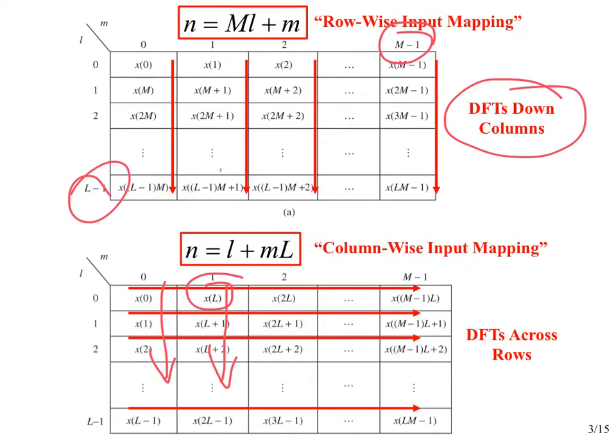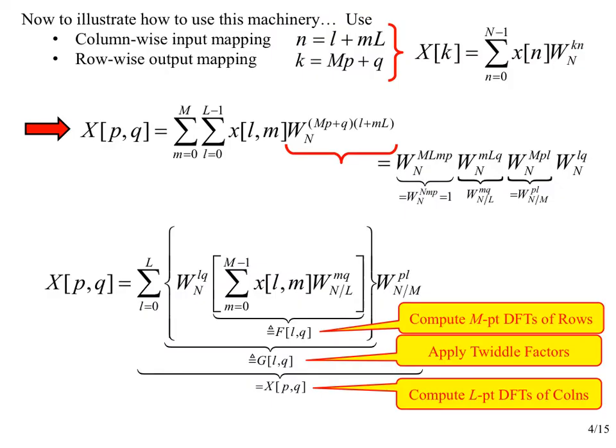Okay, so 2 different ways of doing our input mapping, and there are 2 corresponding ways to do our output mapping. And we've already seen a little bit about how the mapping coordinates with taking the DFT, and we still haven't proved anything that gets us anywhere, but we're going to see how this machinery actually can be used. So what we're going to do is exploit one possible choice, column-wise input mapping together with row-wise output mapping.